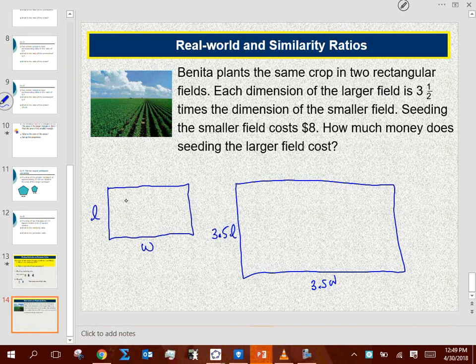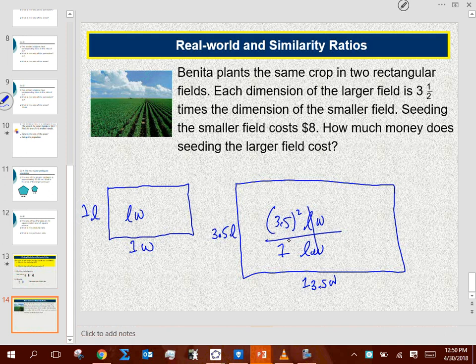If they're similar, if I look at the scale factors, this is a 1 to 3.5, and this is a 1 to 3.5, right? Okay. If I look at the areas here, this would be LW, and this would be 3.5 squared LW, right? If I compare those 2 things through division, what happens to my LWs? They disappear, right? And I'm left with 3.5 squared to 1.